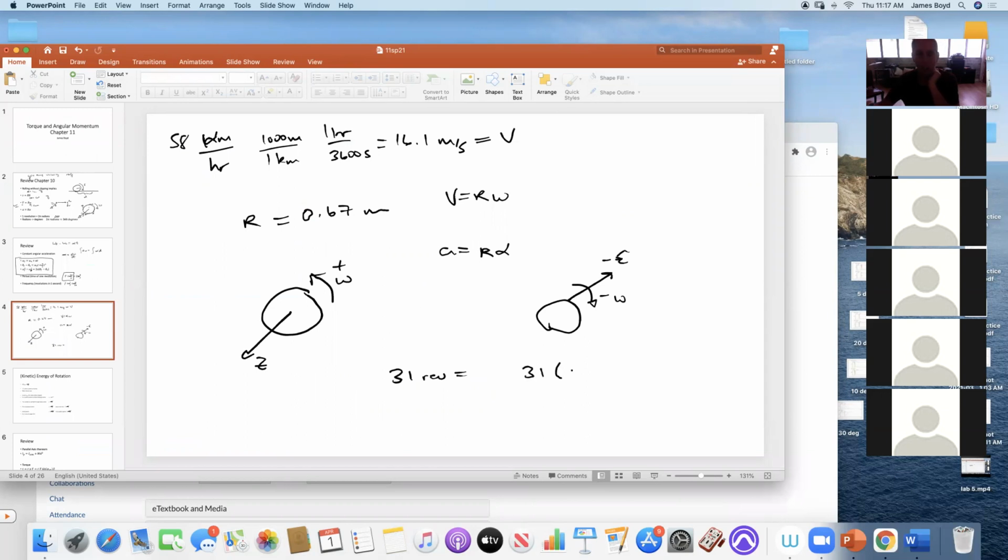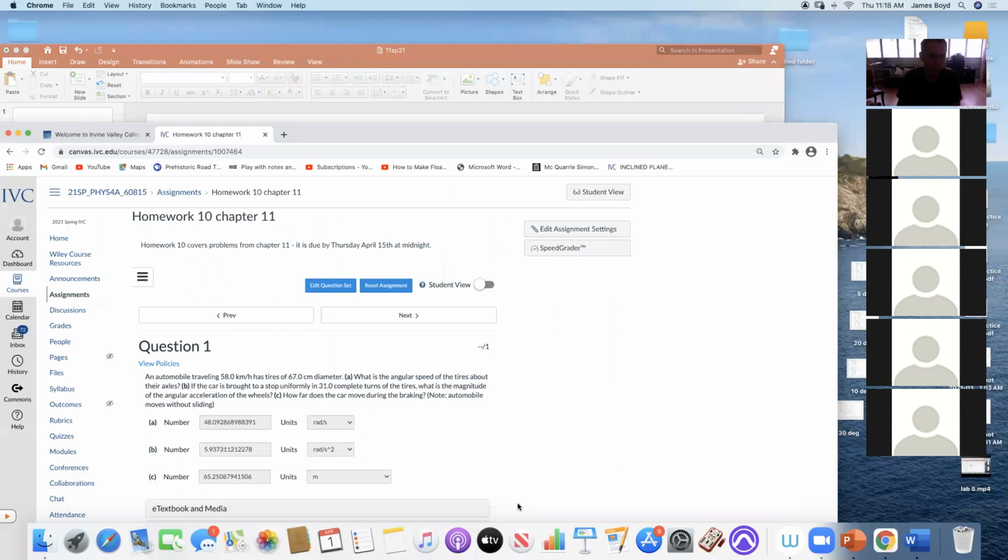Well, 31 times 2 pi radians. That's delta theta. Omega final will be 0 because it comes to rest, and we want alpha. And we know what omega initial was. If we find it here, omega initial would be V over R. So for me, that would be 16.1 divided by 0.67, so 24.03. This is my initial. I was just given delta theta.